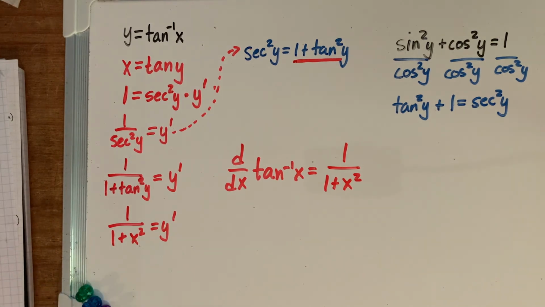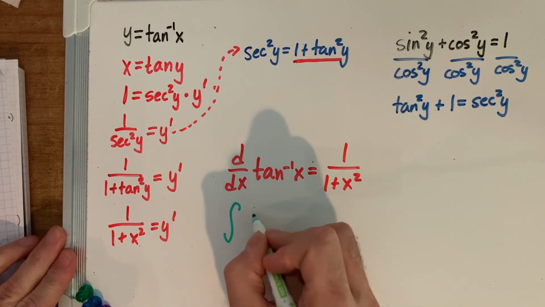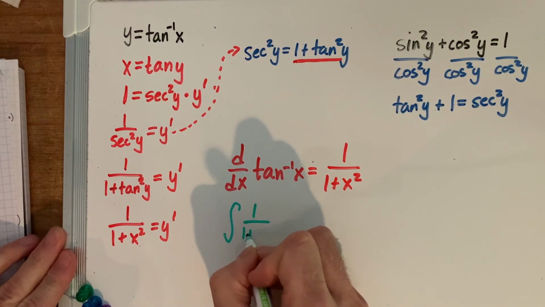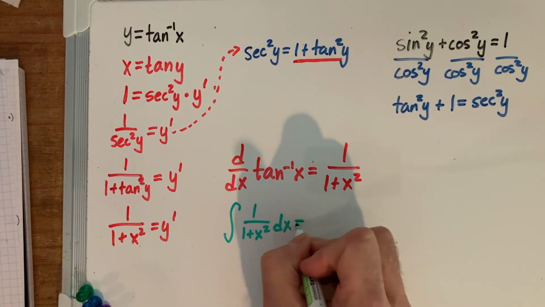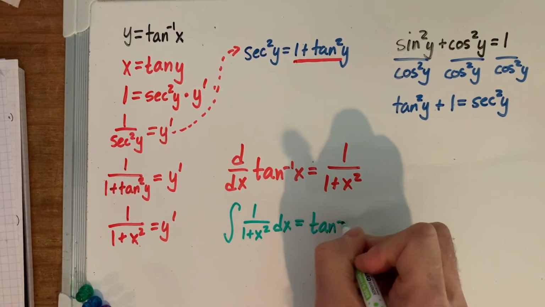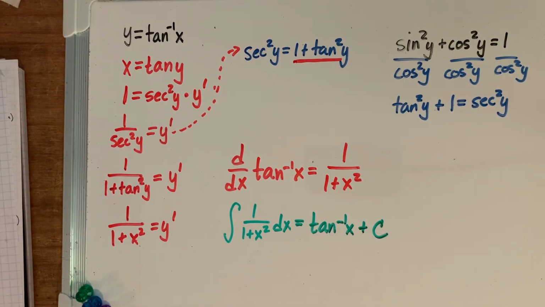And if we go in reverse, that actually gets us a useful integral that is going to come up quite a bit. That we can also say then that the integral of 1 over 1 plus x squared is equal to inverse tangent plus c.